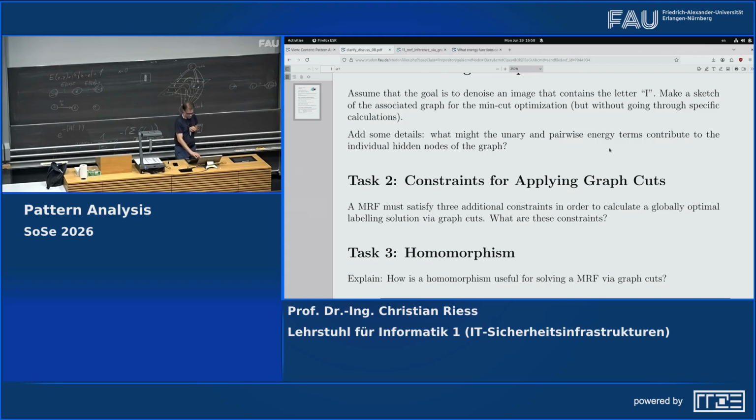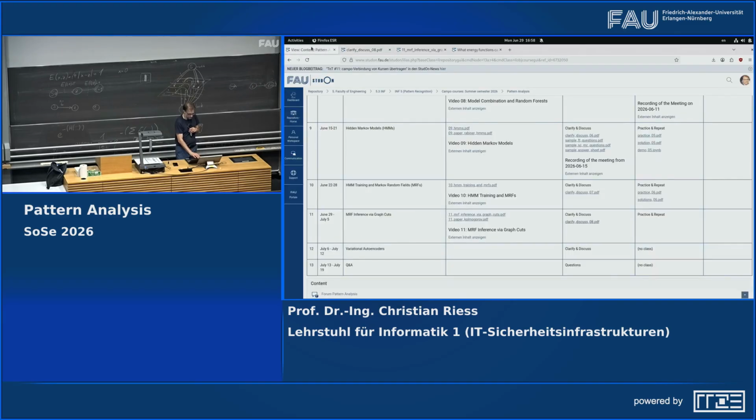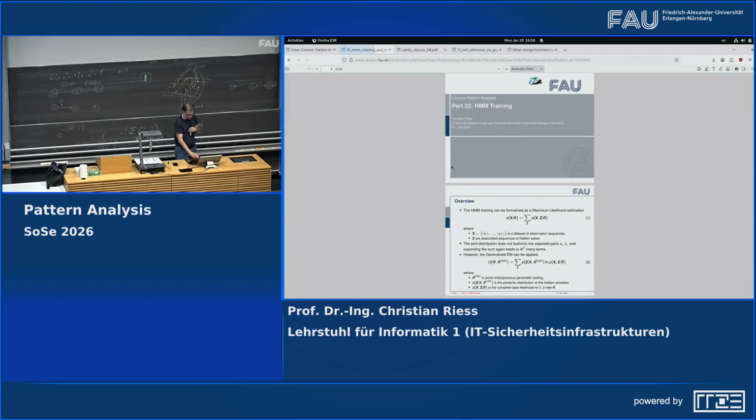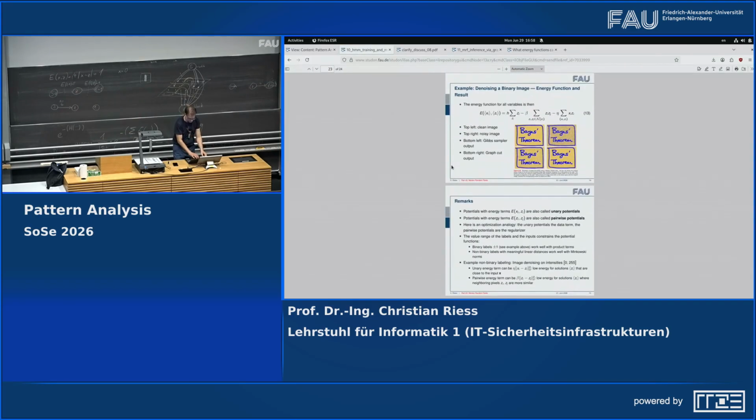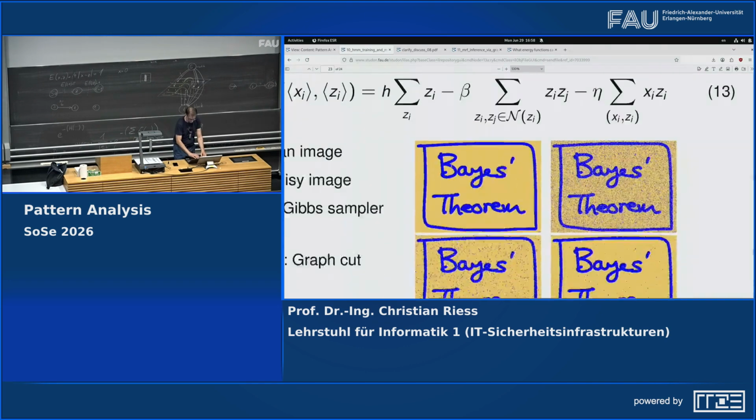But still, it's a fairly effective method. If we recall from last week, the slides. In the book by Bishop, there was a little example output here.